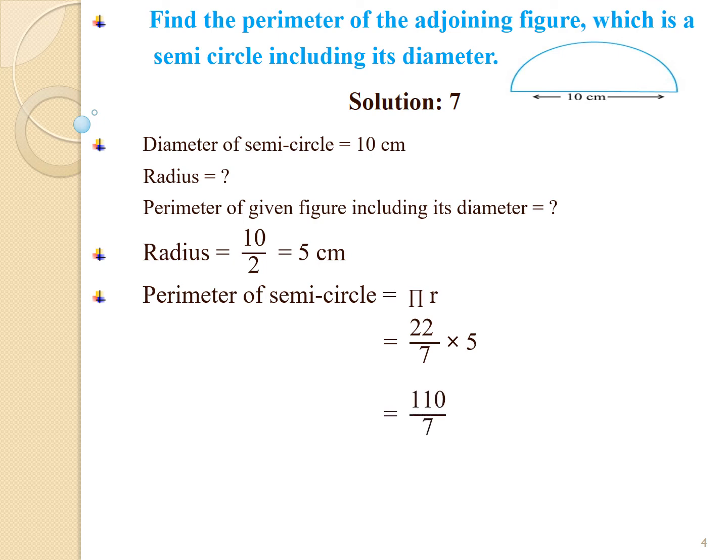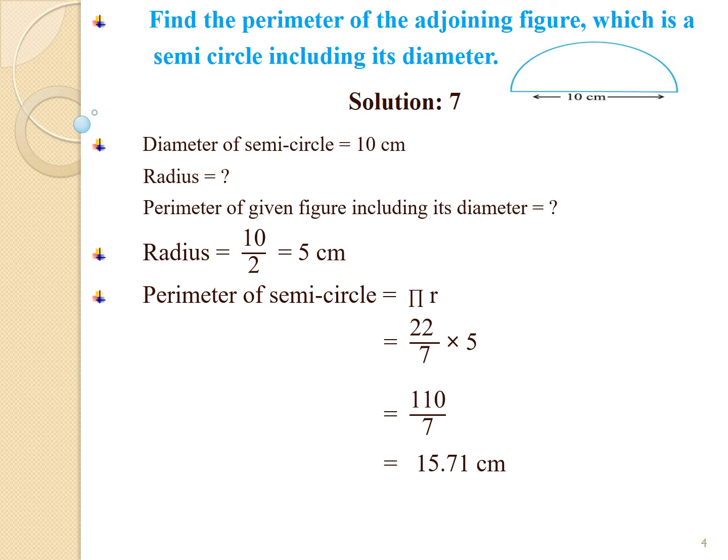Now, dividing numerator 110 by the denominator 7, we get 15.71. Thus, perimeter of semicircle is 15.71 centimeters.